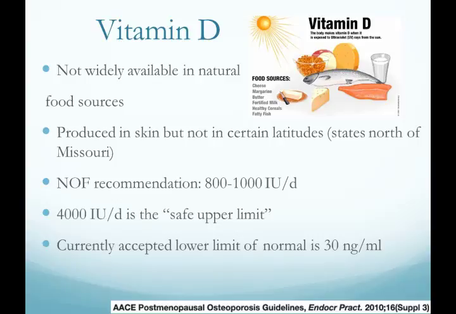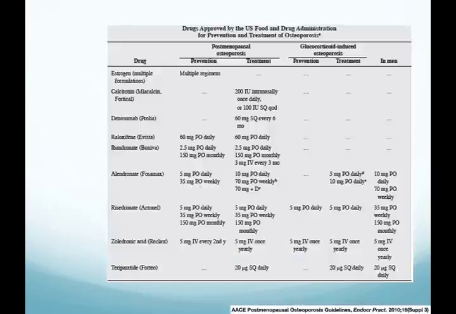The National Osteoporosis Foundation recommendation is 800 to 1,000 units a day. You can give up to 4,000 units a day of vitamin D to your patient. That's a safe upper limit. And the currently accepted lower limit of normal in the blood, if you check your patient to see whether they have vitamin D deficiency or not, is 30 nanograms per ml. There's a lot of debate, 20 versus 30, but really 30 is the number.